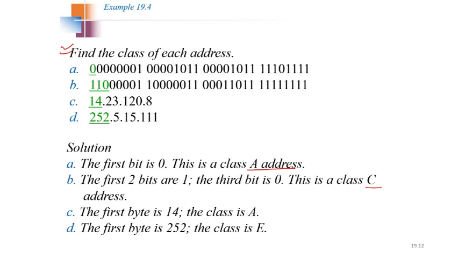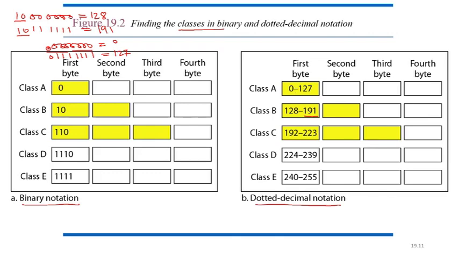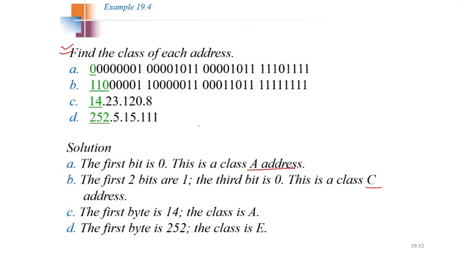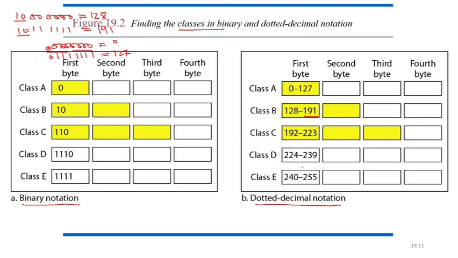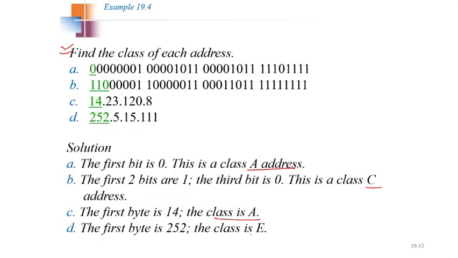And the third one is also 110, starting with 1 and then 0, so it is class C. Next is 14. The first byte decimal equivalent 14 falls in the range 0 to 127, so it belongs to class A. Then 252 falls in the range 240 to 255, so it belongs to class E. This is how we identify which category a particular IPv4 address belongs to.